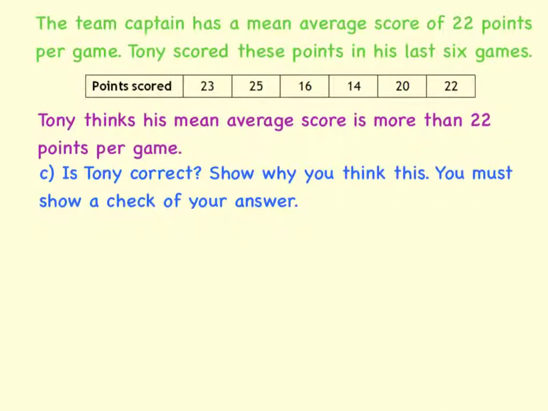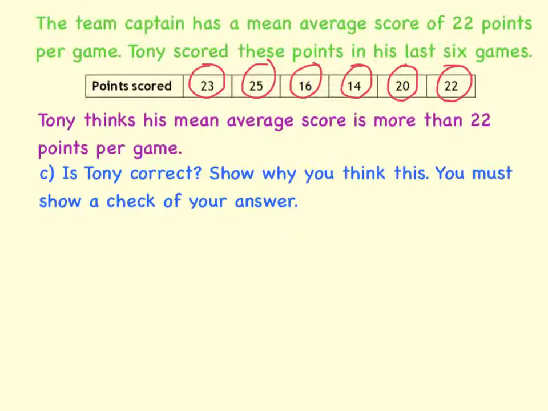The team captain has a mean average score of 22 points per game. Tony scored these points in his last 6 games: 23, 25, 16, 14, 20 and 22. Tony thinks his mean average score is more than 22 points per game. Part C of this question, is Tony correct? Show why you think this. You must show a check of your answer.